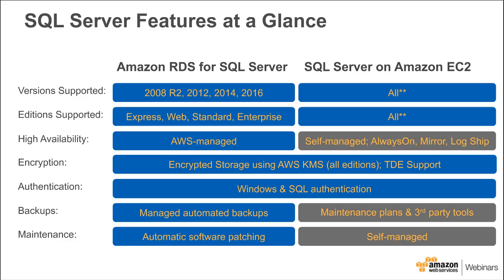RDS provides automated backups with point-in-time restore, consistent configuration management via parameter and option groups, and automated patching. On EC2, you'll need to install third-party tools or run specific database maintenance plans to achieve similar results.